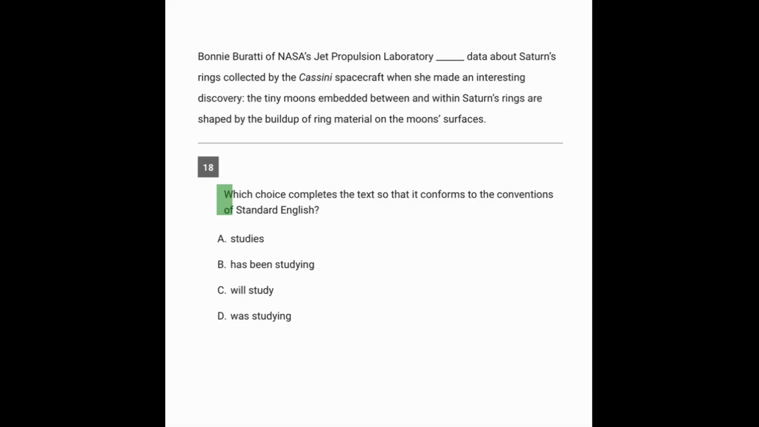Now going to question 18, we always start with the prompt. And here, the prompt is telling us that this is a grammar question. So let's read with an eye toward grammar. This person from NASA studies data about Saturn's rings collected by this spacecraft when she made an interesting discovery.